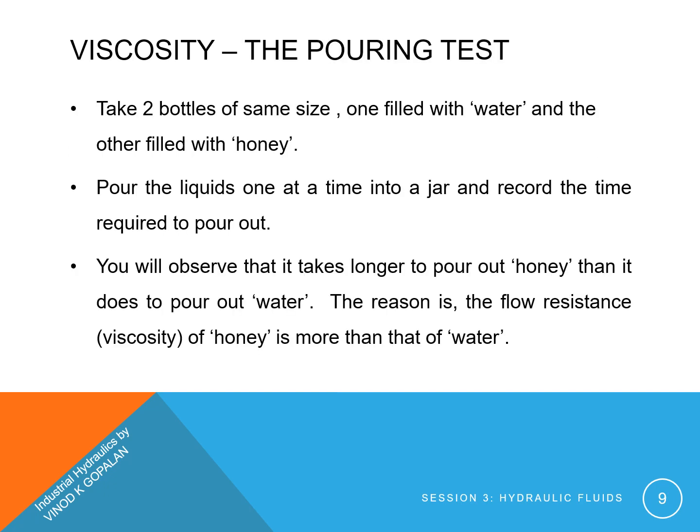Now, let us do an experiment on viscosity, the pouring test. Take 2 bottles of same size, one filled with water and the other filled with honey. Pour the liquids one at a time into a jar and record the time required to pour out. You will observe that it takes longer to pour out honey than it does to pour out water. The reason is the flow resistance, the viscosity of honey is more than that of water. In other words, you can say that honey is more viscous than water.